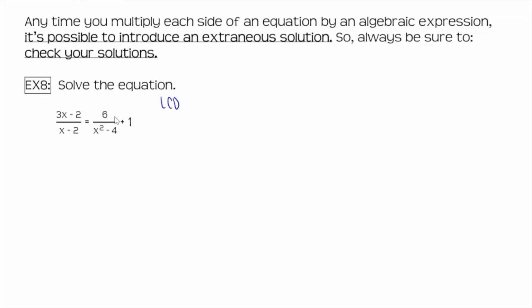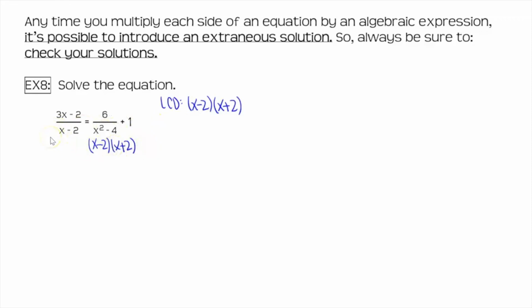Still, we need to choose our LCD first. This, of course, we need an x minus 2. That's what the first denominator says. The second says, yeah, we do need an x minus 2. We also need an x plus 2. So we're going to multiply both sides of the equation by both of these terms.